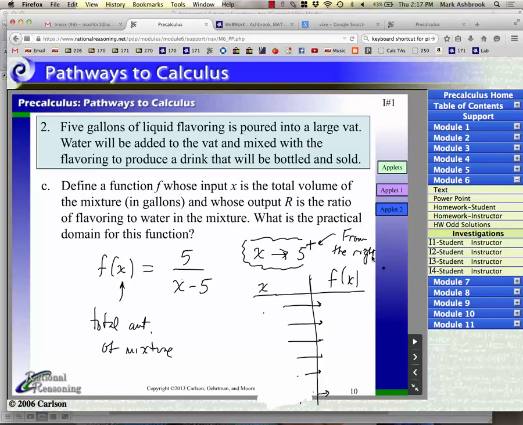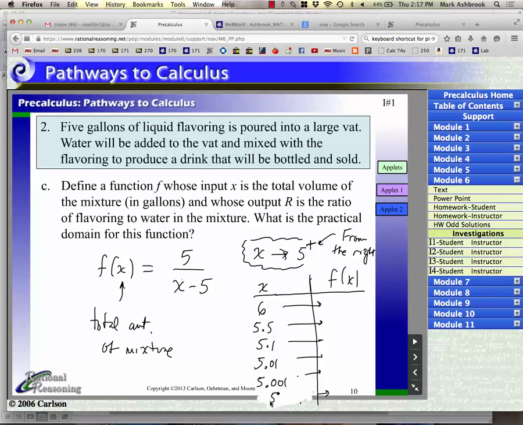From the right means we're going to get close to 5, but starting with larger values than 5 and coming down to 5. That will make sense in this situation, right? Only numbers greater than 5 make sense here because the total mixture has to be greater than the 5 gallons of flavoring. Okay? So we can start with like 6, and then go 5.5, and then 5.1, and then 5.01. Is there a table there for you already like this?